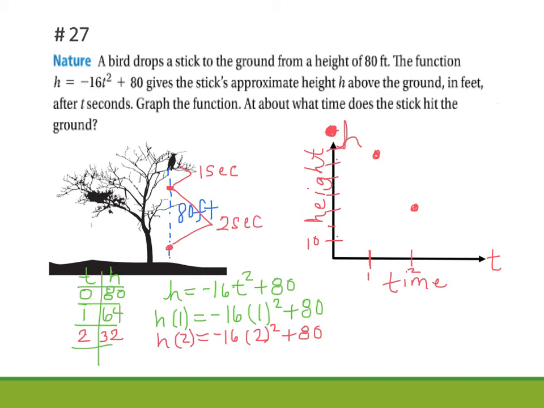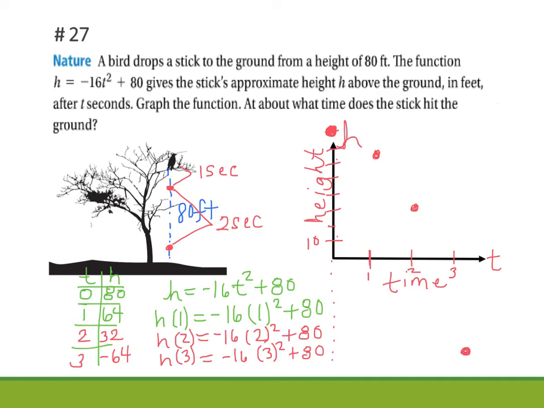Okay, so let's try 3. And again, we're evaluating the function. So h of 3 is equal to negative 16 times 3 squared plus 80. Negative 16 times 3 squared would be negative 16 times 9 plus 80. And if you type that into your calculator, you're going to get a value of negative 64. So that means that over the next second, we're going to actually be below the ground, which doesn't really exist, but I'm going to graph it anyway. And it's going to be about negative 64, so it's going to be all the way down here.